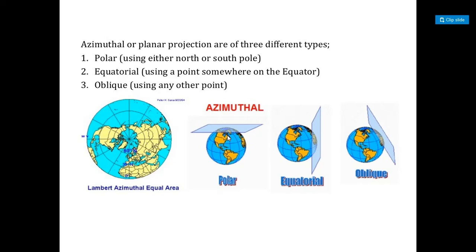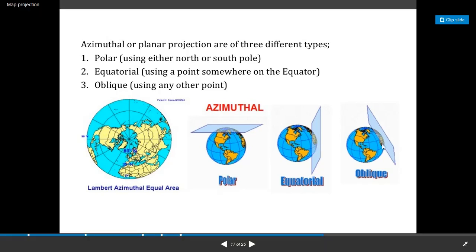If you see, this is the second, equatorial. This plane is tangent, meaning it is touched at one point on the equatorial line. Then the latitudes and longitudes at that area are projected onto the flat surface of the paper. So the 3D is converted to 2D at the equatorial area. That's why this is called equatorial planar projection.